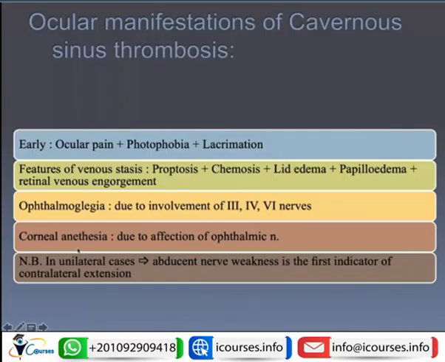Also, it can lead to corneal anesthesia as the ophthalmic nerve, or the first division of the trigeminal nerve, passes through the cavernous sinus. And sometimes, in bilateral cases, we need to suspect contralateral extension; this will be due to affection of the abducent nerve. This is because we said that there is intercavernous communication between both cavernous sinuses. Since the abducent nerve runs infralateral to the internal carotid artery, this will be the first one to be affected from the intercavernous communication.